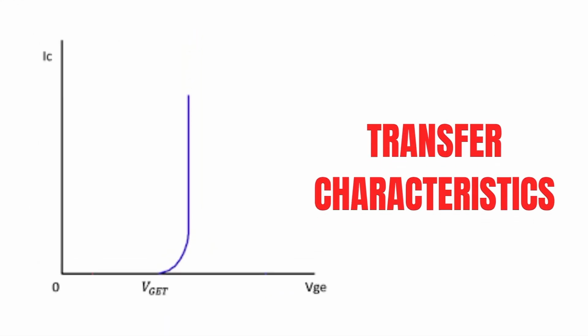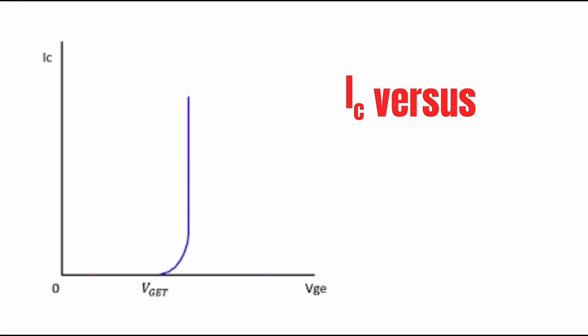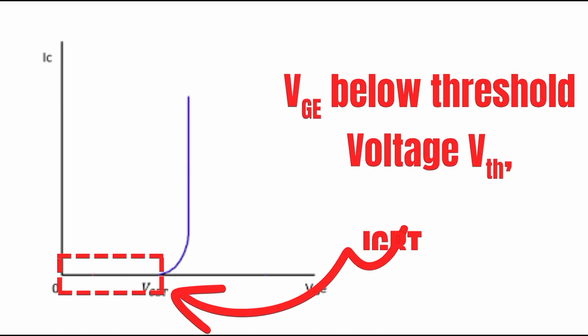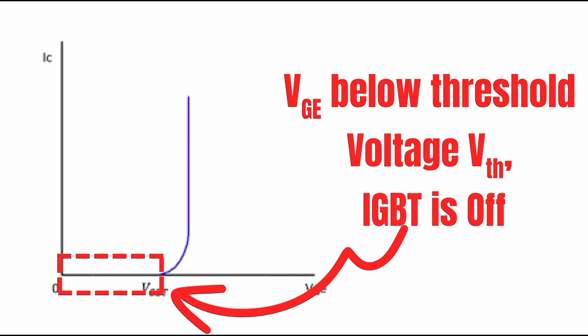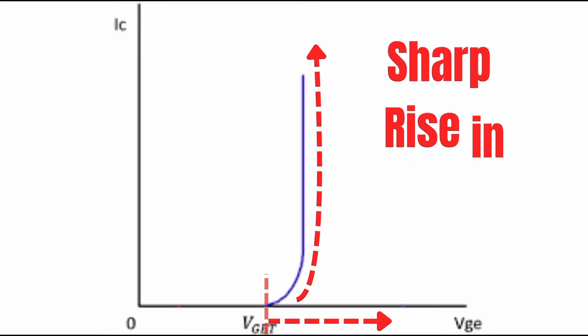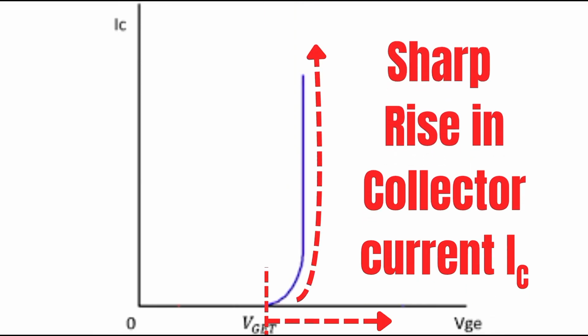Now let's look at transfer characteristics. How the collector current changes with gate emitter voltage at a constant collector emitter voltage. At a fixed VCE, say 15 volts, when VGE is still below threshold, the device remains off. But once VGE crosses the threshold, collector current begins to rise, and it does so rapidly.